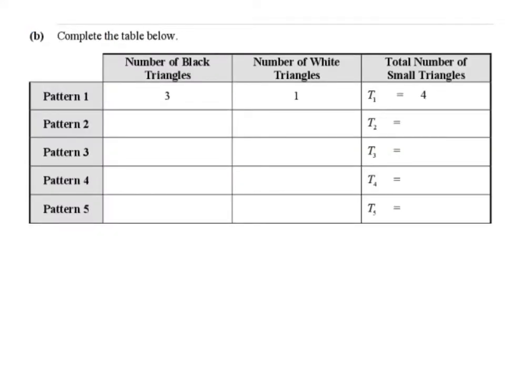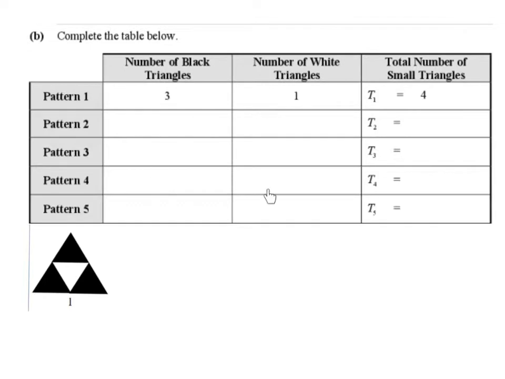Part B, complete the table below. So in the first pattern, the number of black triangles is 3. So we have 3 black triangles in the first term. And we have 1 white triangle. The number of white triangles is 1 in the first term. And then the total number of small triangles is 3 plus 1, which equals 4. So T1, the total number is 4.